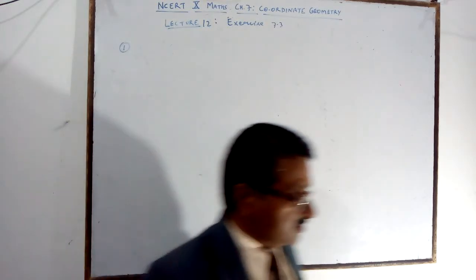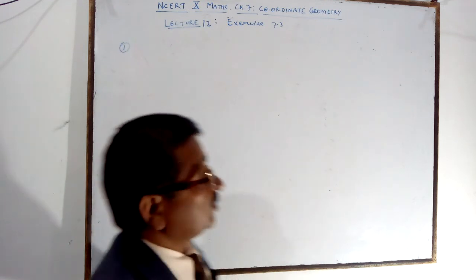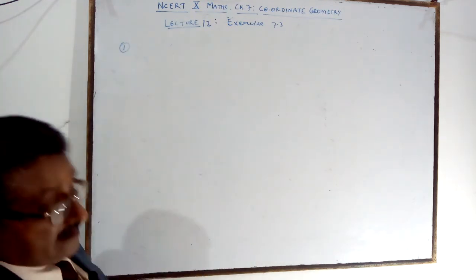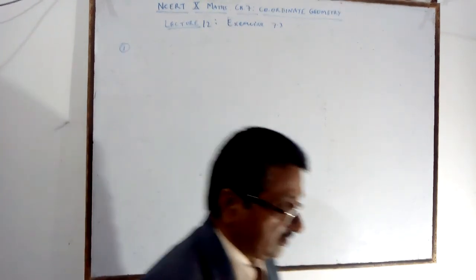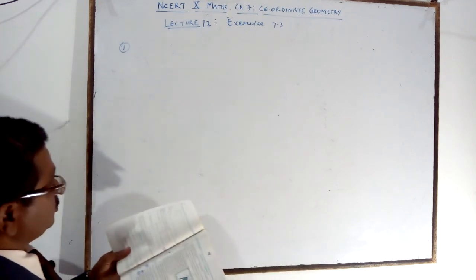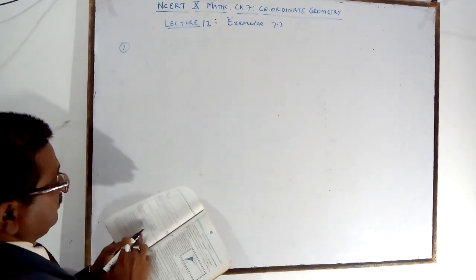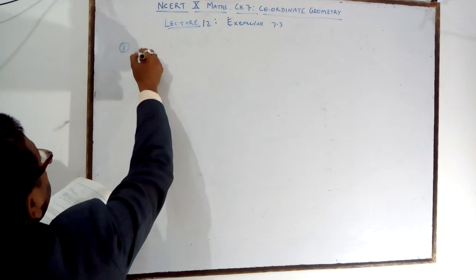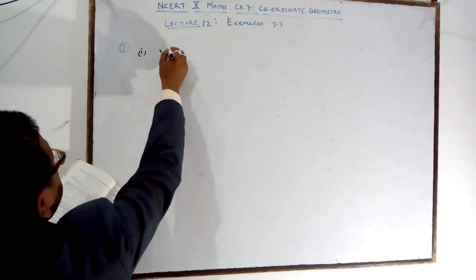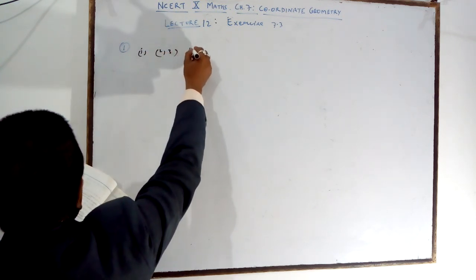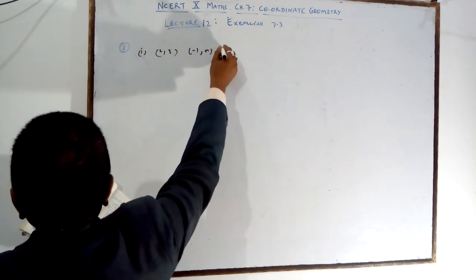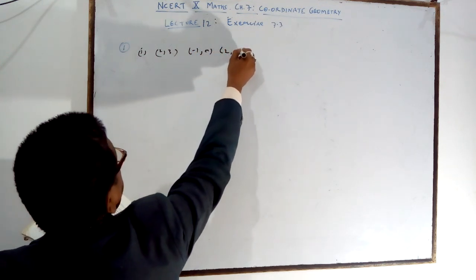Hello students, you are studying the chapter Coordinate Geometry of 10th, exercise 7.3, question number 1. In question number 1, two parts are given. Find the area of the triangle whose vertices are: one is given as (2, 3), (-1, 0) and (2, -4).